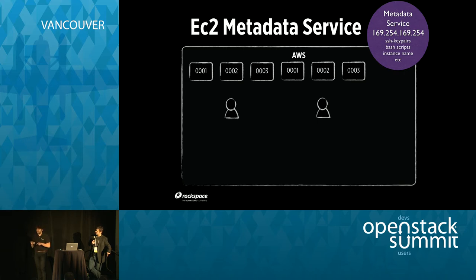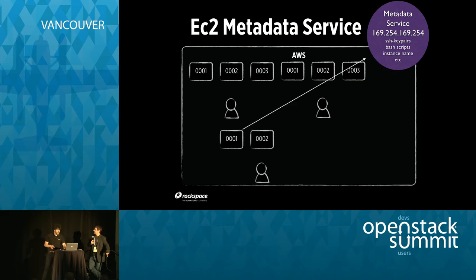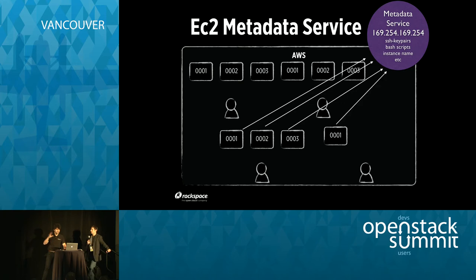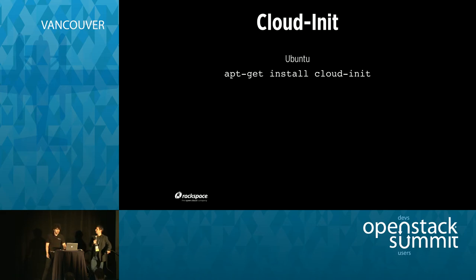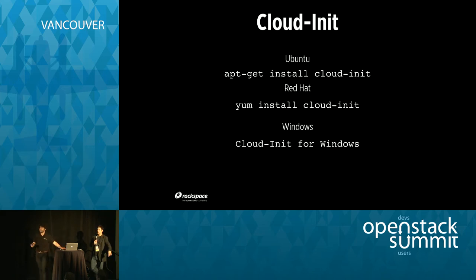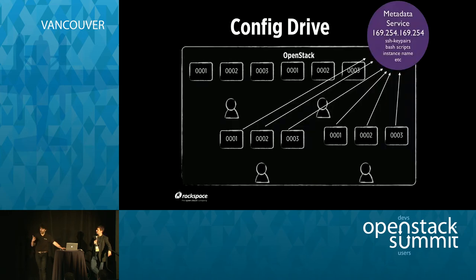But when OpenStack came out, they said, okay, we'll do this whole metadata thing. We'll have a 169.254.169.254. And they did that. But then they came out with something called config drive. Okay, so here's the EC2 metadata service. We have this ability to hit this metadata service and get the stuff we want. First of all, we have to make sure that we have Cloud Init installed on those Glance images. You can say apt-get install cloud-init, yum install cloud-init, or Cloud Init for Windows. You have to have this installed in order for it to talk to the metadata service, what we're going to call data sources.